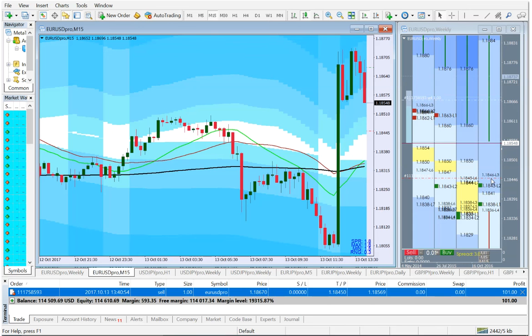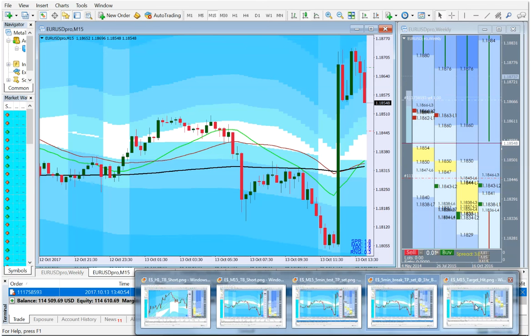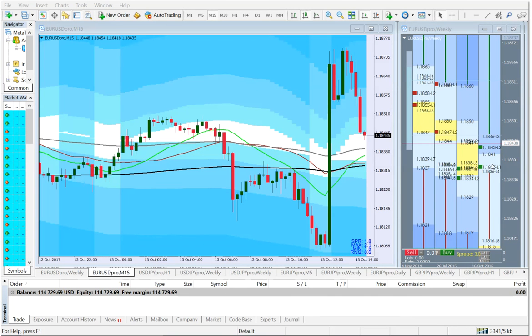So this is where we're going to close our trade out here, and then after the trade is closed, we're flat, and then we think let's go ahead and buy again here on top of our support to go north.